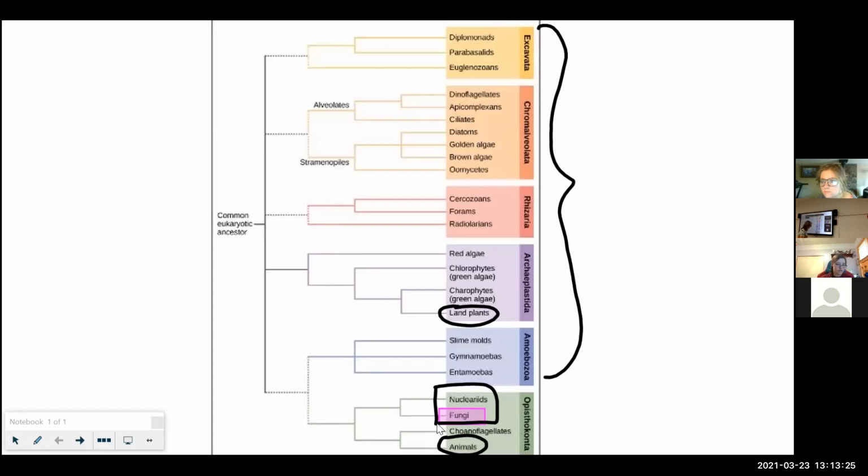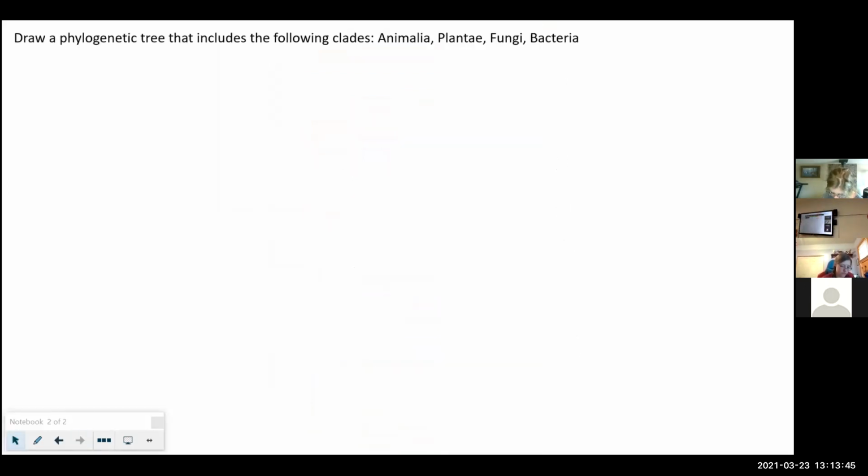Okay, so they are opisthokonts, and you can see that fungi and animals share a relatively recent common ancestor, a more recent common ancestor than either of us shares with plants, for example. So with this knowledge, I've got a little, as promised, phylogenetic tree exercise for you all to do.